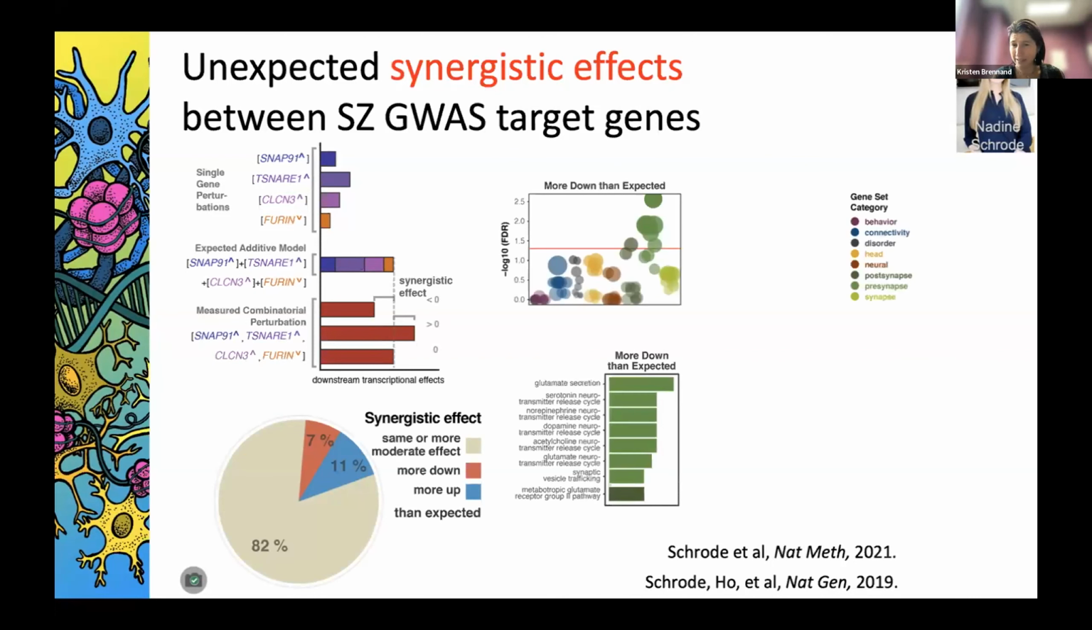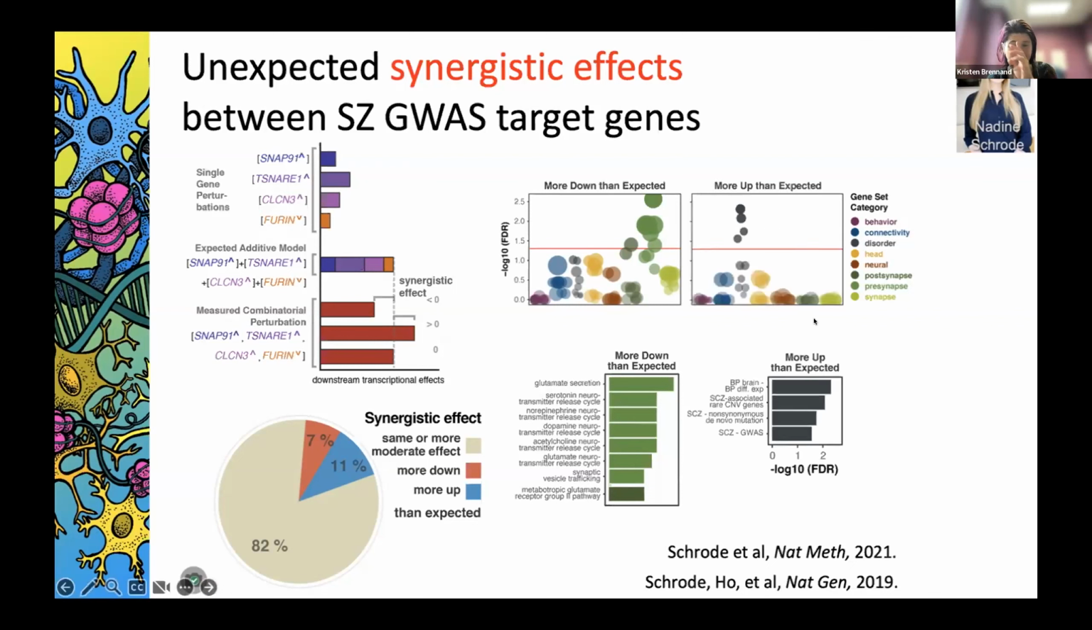genes are more down than expected, and those genes that are more down than expected are enriched for all the major neurotransmitter classes. Reciprocally, 11% of genes are more up than expected, and those genes that are more up than expected are enriched for the rare and common variant genes linked to schizophrenia and bipolar. And so what I'm really trying to say here is that we see emergent biology when we manipulate genes in combination that you could never have predicted by manipulating them one at a time. And this is so critical, I think, for all complex genetic disorders where risk actually reflects aggregate impact of many risk variants.